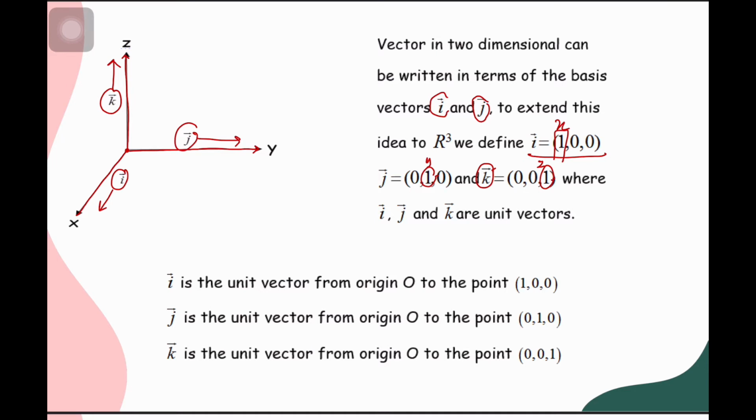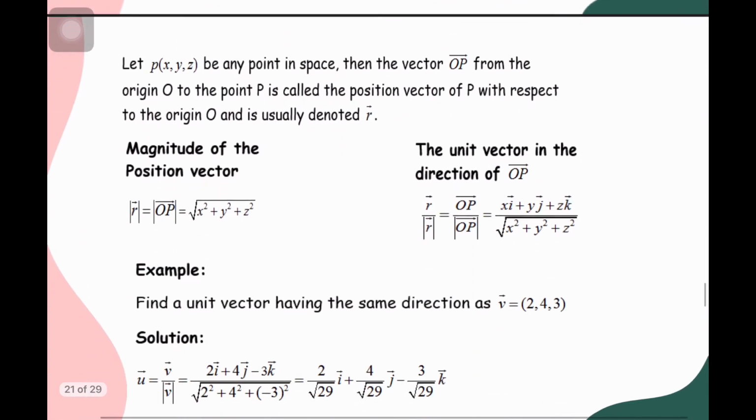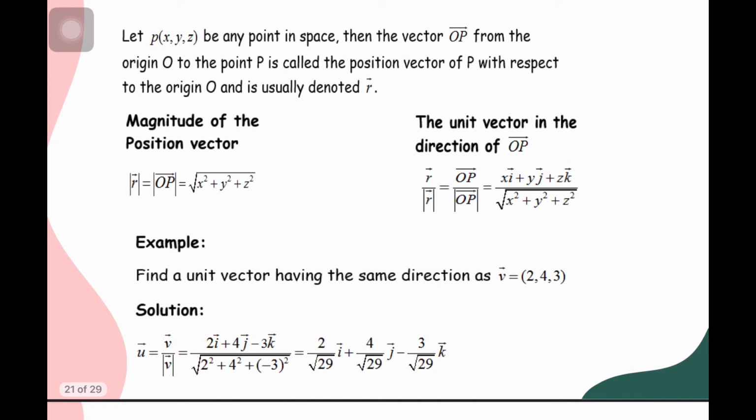Okay, this is the difference between two-dimensional and three-dimensional, where two-dimensional only involves i and j. But in three-dimensional we have another vector here, which is k, that represents the direction of z. Alright, let P be a point that lies in 3D space, where it has the point x, y, and z, be any point in space.